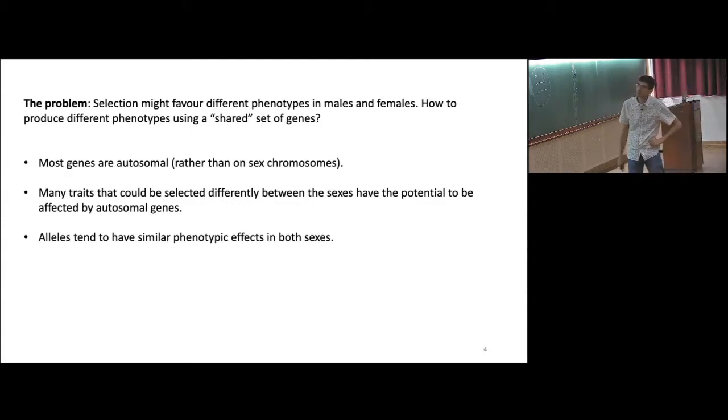So selection might favor different phenotypes in males and females, and how do you produce phenotypes using a shared set of genes? Remember, most genes are autosomal. They're not on sex chromosomes. Many traits that could be selected differently between the sexes have the potential to be affected by autosomal genes, right?